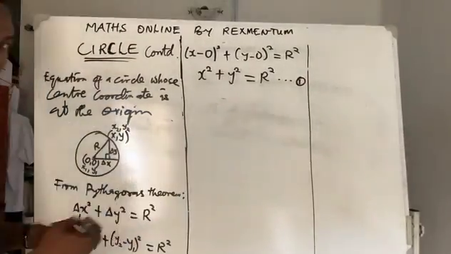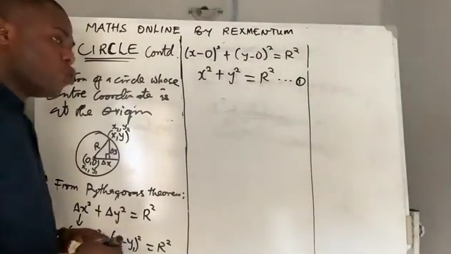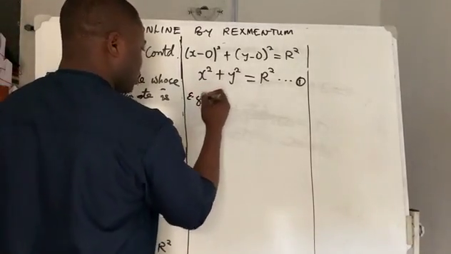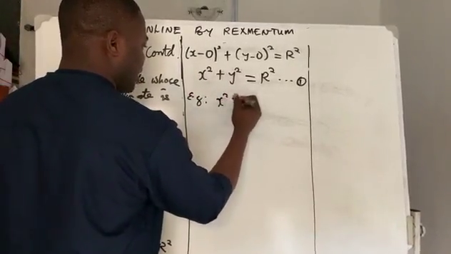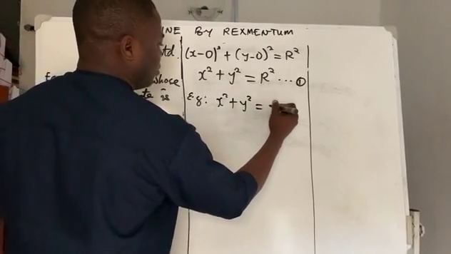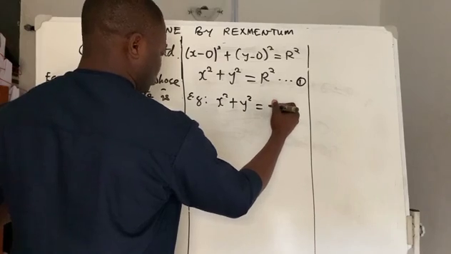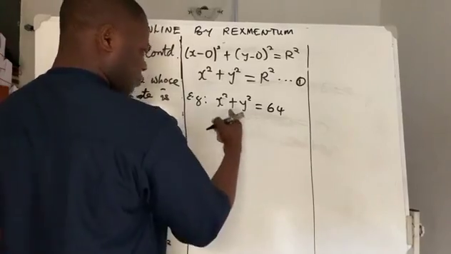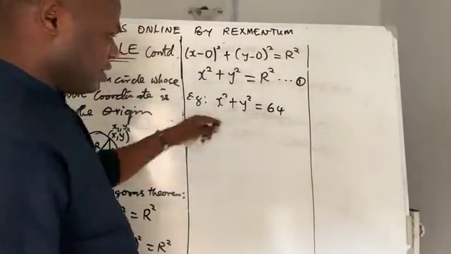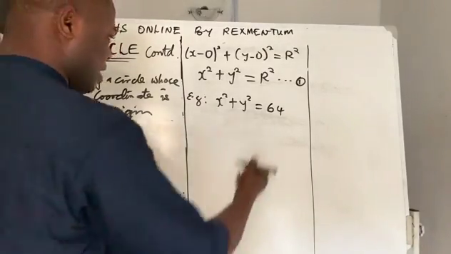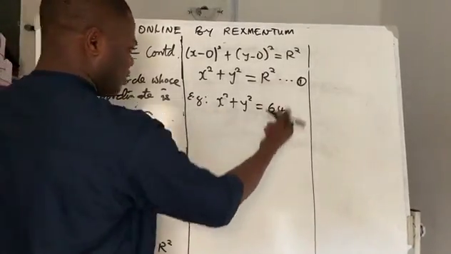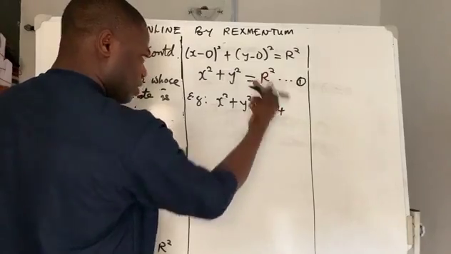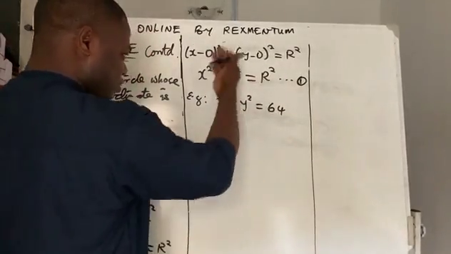This is the equation of a circle. This is the format: equation of a circle whose center coordinate is at the origin. Example of this type of circle: you can have something like x squared plus y squared is equal to 64. And of course, the coordinate at the origin is 0, 0. If you are asked to find the radius, just take the square root of this. It gives you 8. So you do a squared equal to r squared. You can just go by comparison.